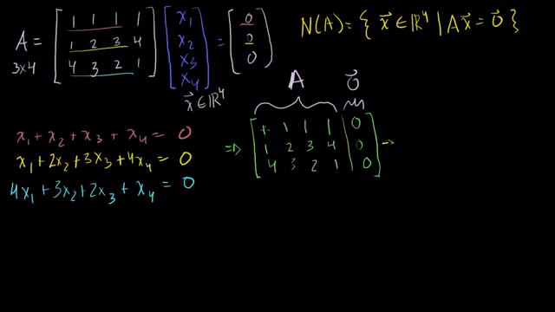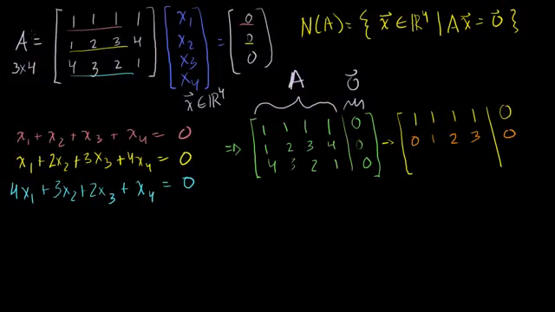Let me start off by keeping row 1 the same. Row 1 is 1, 1, 1, 1, 0. And then I want to eliminate this one right here. So let me replace row 2 with row 2 minus row 1. So 1 minus 1 is 0. 2 minus 1 is 1. 3 minus 1 is 2. 4 minus 1 is 3. 0 minus 0 is 0. You can see the zeros aren't going to change.